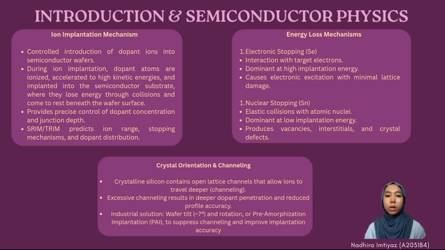During ion implantation, dopant atoms are ionized, accelerated, and implanted into a semiconductor wafer, where they lose energy and come to rest beneath the surface. The ions lose energy through two mechanisms: electronic stopping at high energies and nuclear stopping at lower energies. In crystalline silicon, ions may also undergo channeling, causing deeper penetration. This effect is minimized using wafer tilting, rotation, or pre-amorphization implantation.